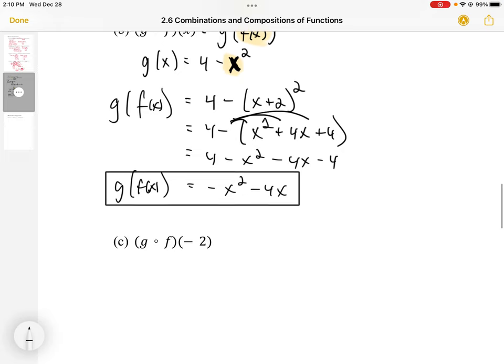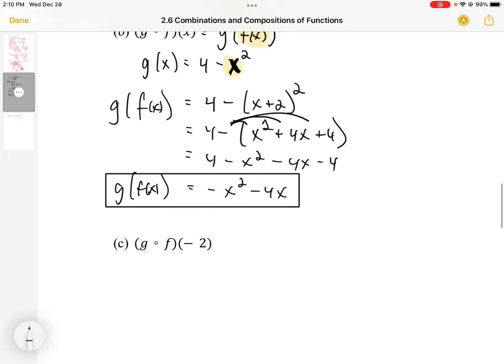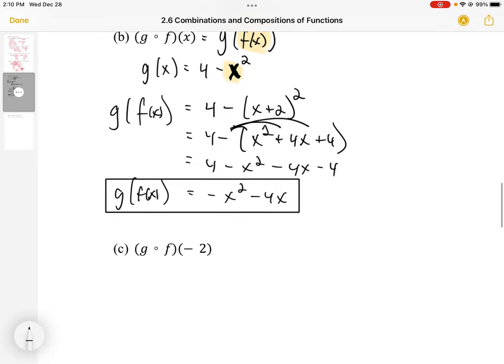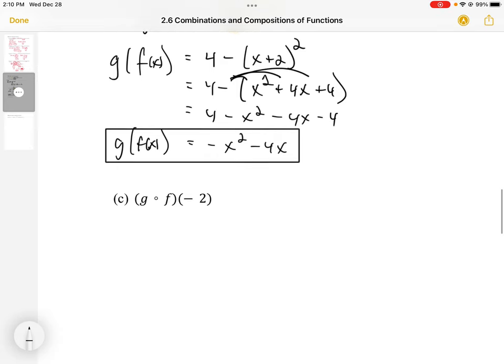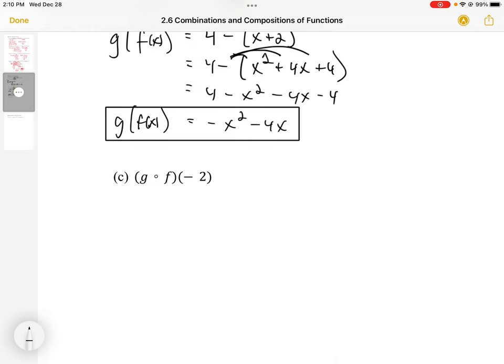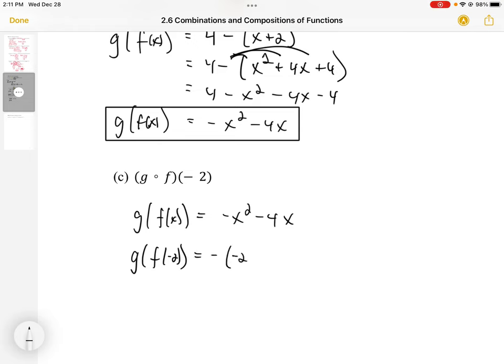And now in part C, they're asking us to evaluate g of f of x at negative 2, meaning x is negative 2. So I can take that function that I just found above, negative x squared minus 4x, and I am going to evaluate that at negative 2. So everywhere I see an x, I'm going to substitute a negative 2. Then I'm going to do the math here, following the order of operations. So that's negative. So negative 2 squared is 4.